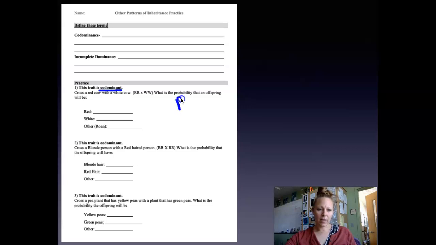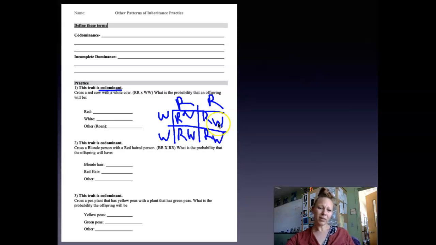So let's put big R, and the white cow has WW. It has nothing but white genes to give. So we'll put WW. And so if we cross this, we have RW, RW, RW, RW. So this is completely 100% heterozygous.